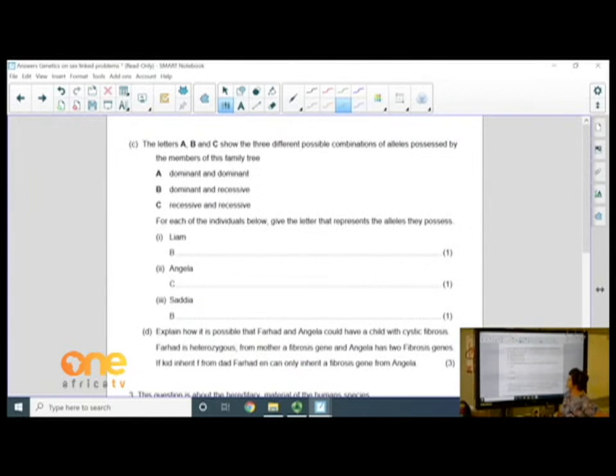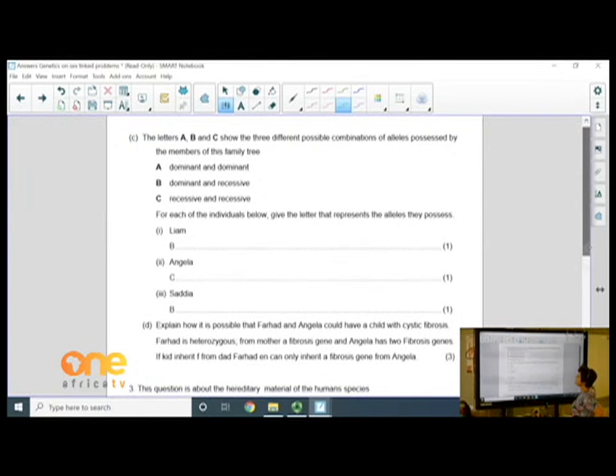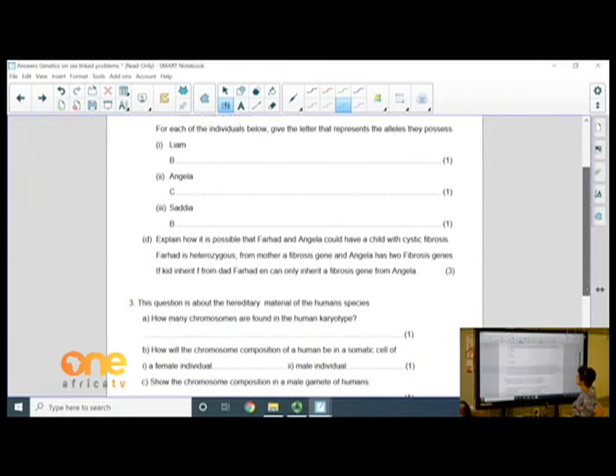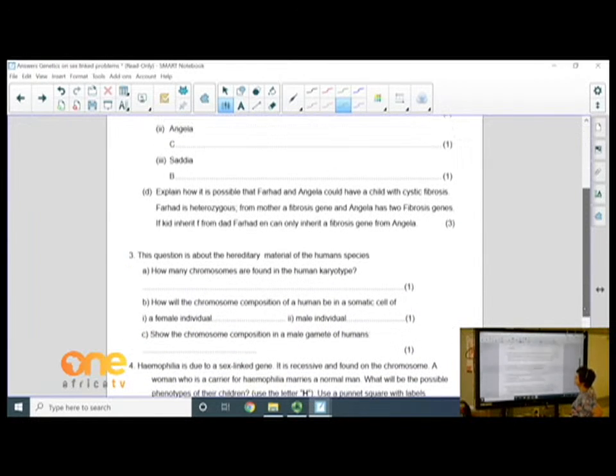Okay, the next then, who had the different combinations? Liam had a dominant and a recessive allele, Angela recessive, and Sadia also B dominant and recessive. Explain how it is possible that Farad and Angela could have a child with cystic fibrosis.